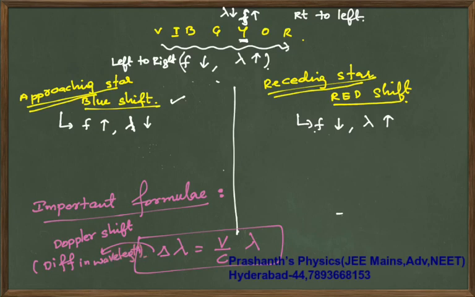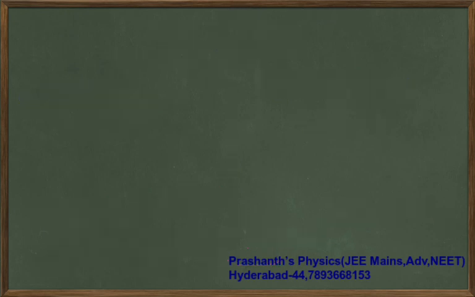Because we know that v is f into lambda, here v is c, so c is equal to f into lambda, which means you can write it even in terms of frequency. But for now, what does this Doppler shift mean? Delta lambda is equal to v by c into lambda, and this is very, very important. This formula is very important, which we'll be using in the problems. For both the shifts you can apply this formula, and how to apply it I'll explain to you now. I hope you have understood it and copied it.